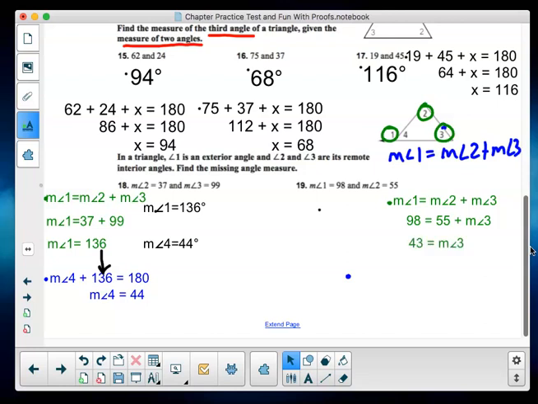Now, I know 3 is 43, but the relationship between angle 1 and angle 4 is going to help me find angle 4. So the measure of angle 1 plus the measure of angle 4 is equal to 180. Okay, and I know the measure of angle 1 already is 98. So I subtract that from 180 and find out that the measure of angle 4 is 82 degrees. Okay, that's the end of page 2.